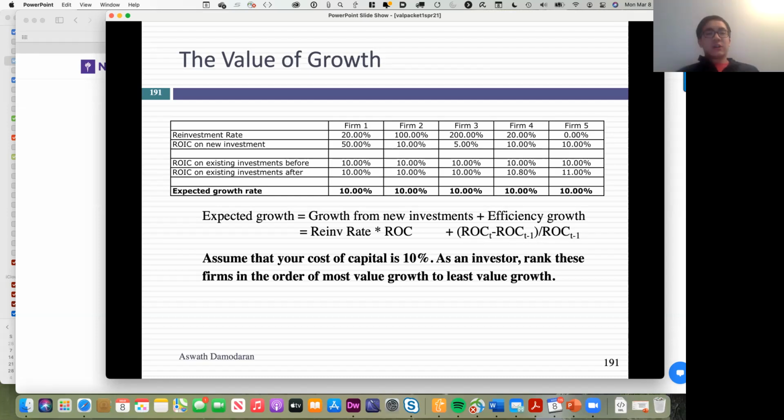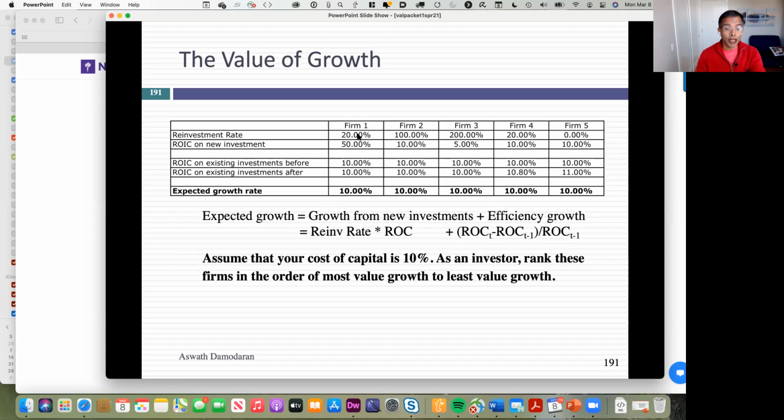Is it firm 1 because that's the highest? And what is it about firm 1 that enriches you as an investor? What are they doing that makes you so happy? Well, they have a relatively high reinvestment rate, but they're also adding. They have only a 20% reinvestment rate.